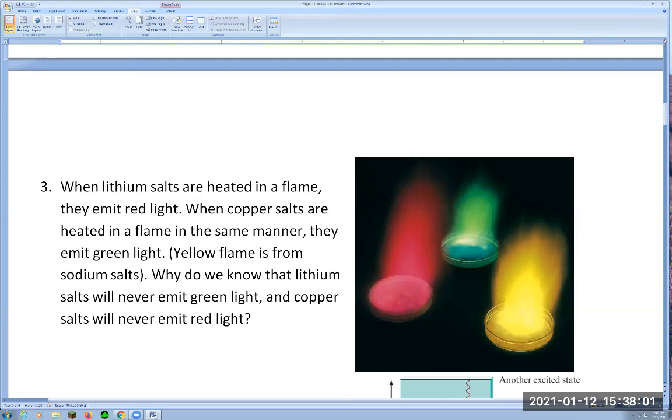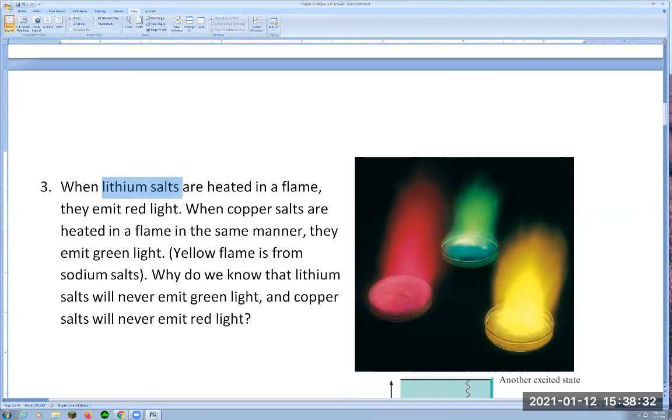So question 3: when lithium salts are heated in a flame. So lithium salts here, you have to imagine a solution where you have lithium compounds dissolved in it. Typically it would be dissolved in an alcohol so that you can burn it. So when they are heated in a flame, they emit red light. And here you have those dishes where you have a liquid that is burning. And so the lithium salt will be the one with the red light.